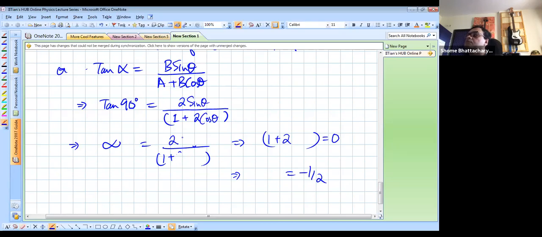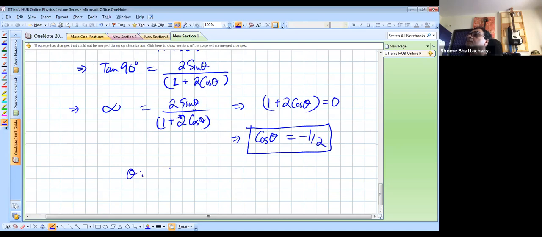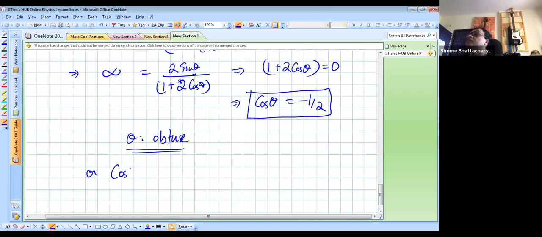And that is where again your knowledge of trigonometry comes in. So cos theta is minus half. So the moment you know cos theta is minus half, I know that theta is in which quadrant? Theta is an obtuse angle because cos is negative. Okay. So that means that we can write cos theta as minus of cos 180 minus theta, and that should be equal to minus half.